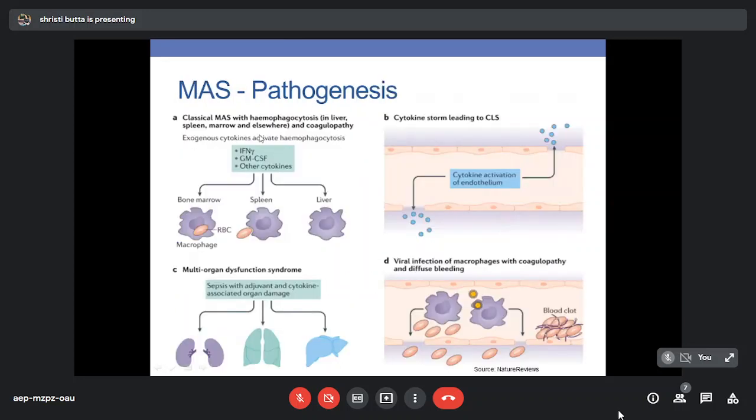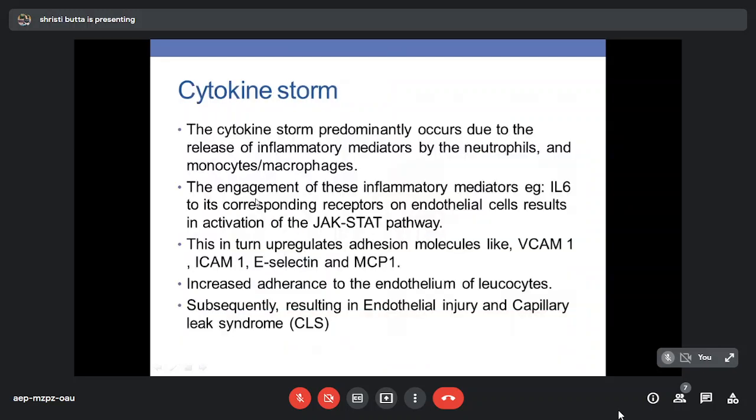So these inflammatory mediators are released not only by neutrophils but also by monocytes and macrophages. What happens subsequently is the engagement of these inflammatory mediators, especially interleukin 6. Remember, we check IL-6 levels in COVID patients, but why? The reason is that the interleukin 6 receptors present on the endothelial cells get activated when interleukin 6 binds to them.